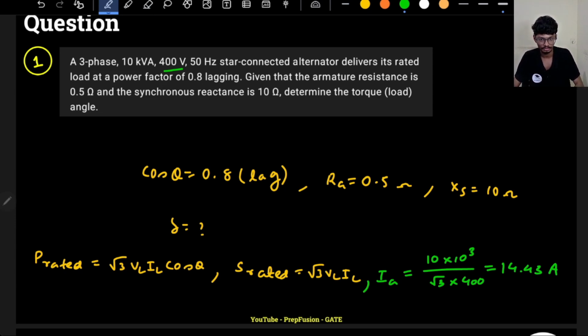Now, am I correct? Am I missing a point? So this is 100 upon, 10 kVA over 400 volts into root 3. Is correct, right? Yeah, the 20 gets cancelled. This is 100 upon 4. Yeah, 14.43. Yes, correct.